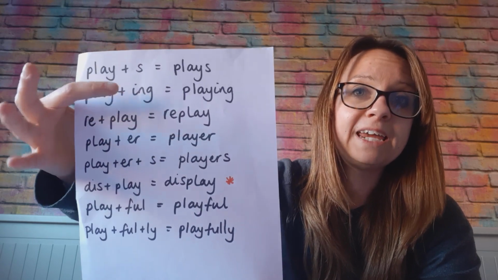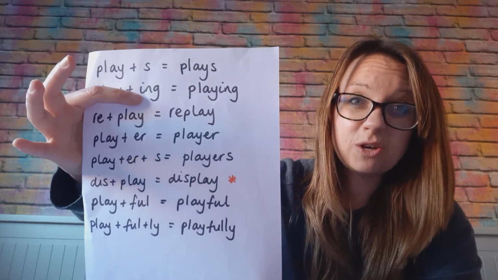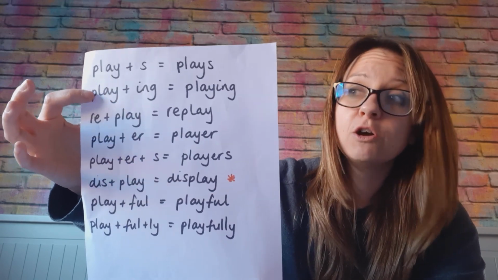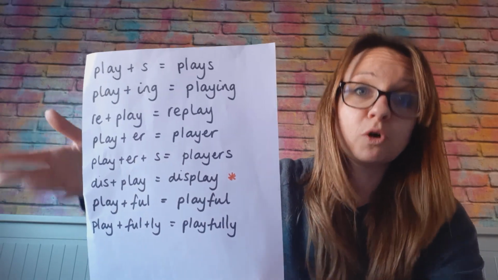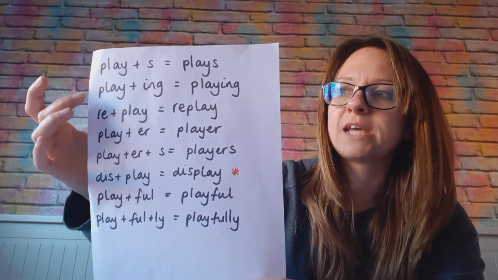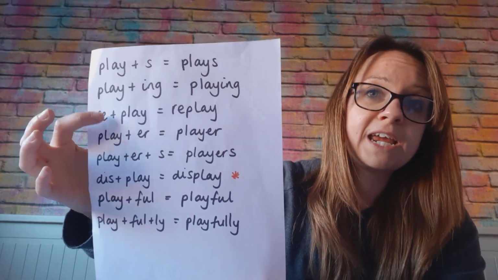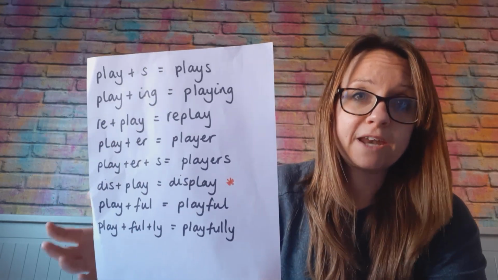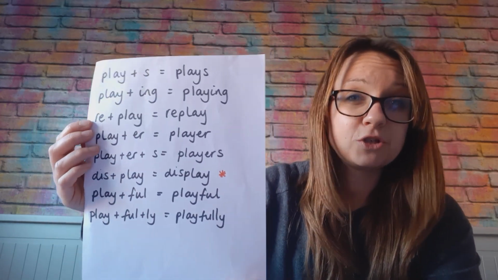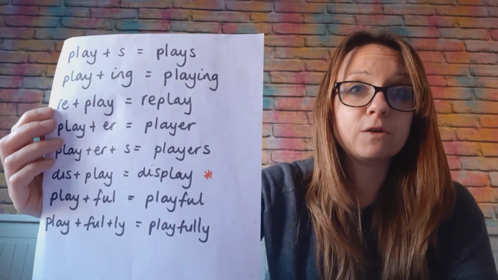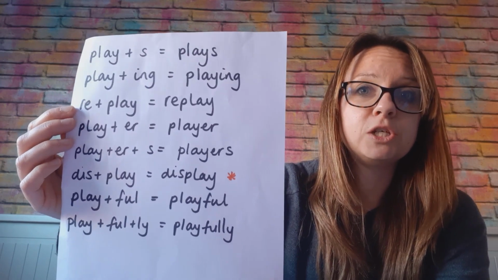We've got playing, which is the continuous verb form. So it could be present continuous, I am playing, or it could be in the past, she was playing, which means it was happening at the time. That's why it's the continuous tense. We've got replay. So we learned yesterday that means to do again. So the word replay is literally play it again. Think about in football, you might have a replay of a match. So replay, to do again.